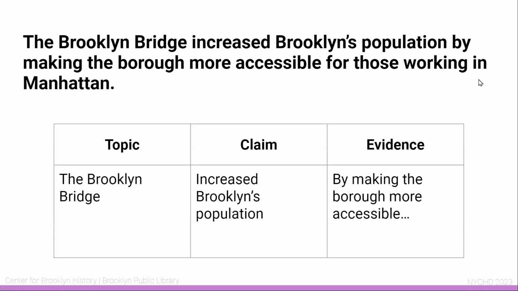This looks very simplistic, but before students could make this claim, that the Brooklyn Bridge increased Brooklyn's population, they came up with all of their research. They had to do research in order to make this claim. And by doing the claim, they had the evidence. And maybe the evidence could be, you know, population maps. Maybe the evidence is the growth of Brooklyn, you know, census. So they're using data because, again, it has to be backed up by the evidence.